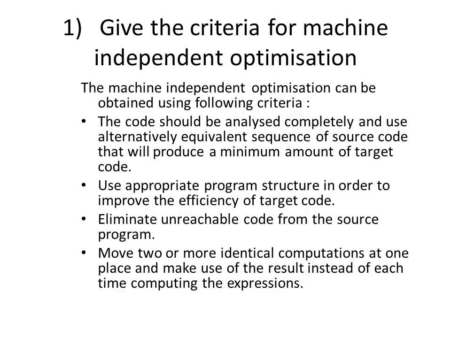The question is to give the criteria for machine independent optimization. Machine independent optimization can be obtained using the following criteria. The code should be analyzed completely and an alternative equivalent sequence of source code used that will produce a minimum amount of target code. Use appropriate program structure in order to improve the efficiency of target code. Eliminate unreachable code from the source program, and move two or more identical computations to one place and make use of a result instead of computing the expression each time.